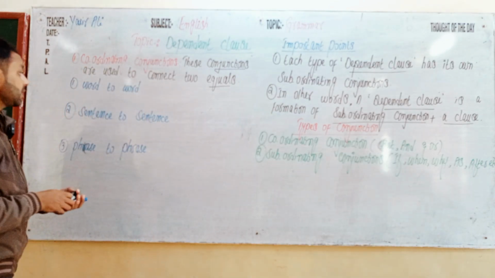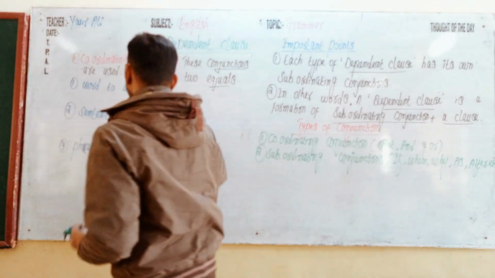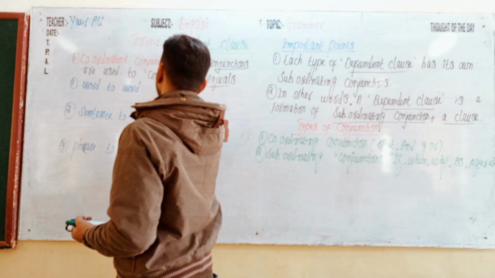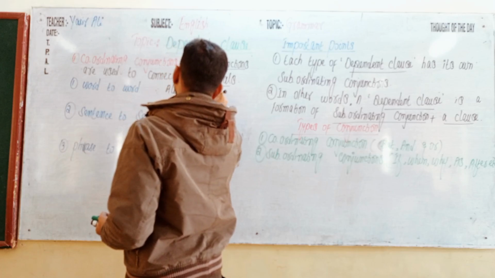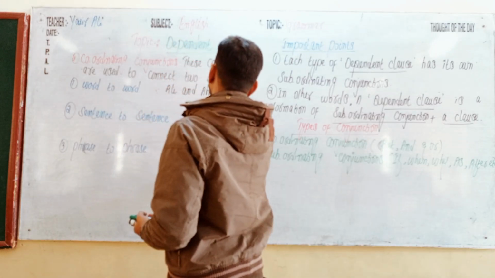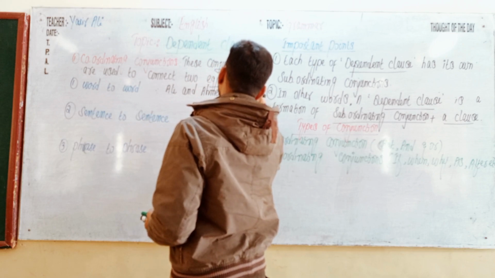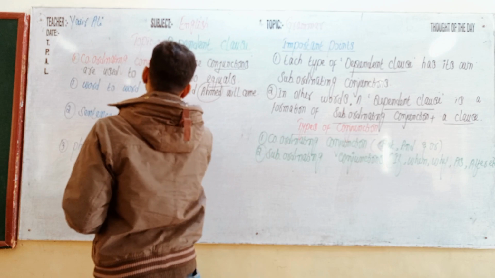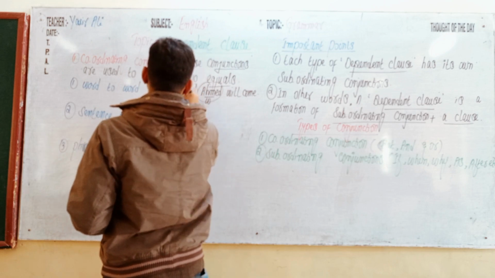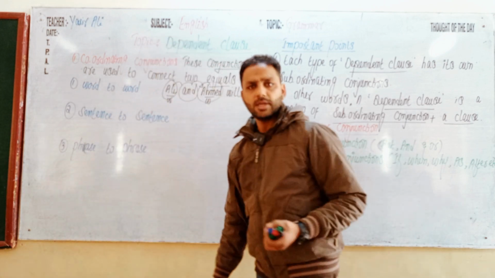Now let me explain what I mean. For example, if I say Ali and Ahmed will come. So just say Ali and Ahmed. One word, second word, connected by coordinating conjunctions.